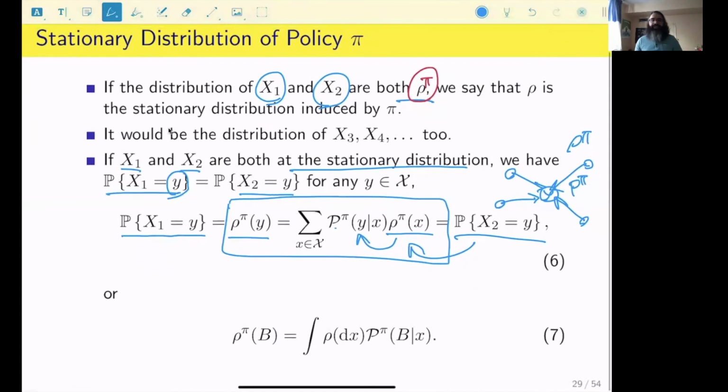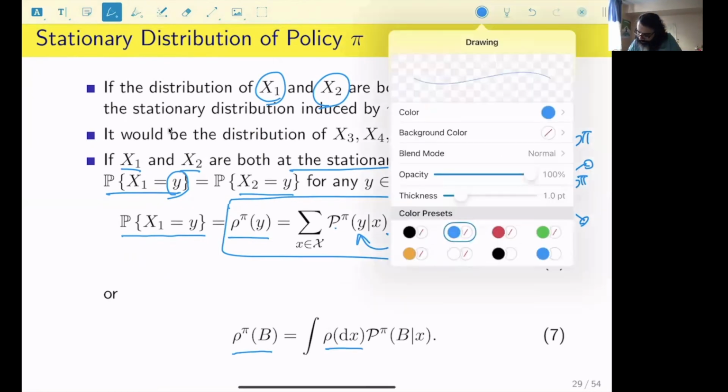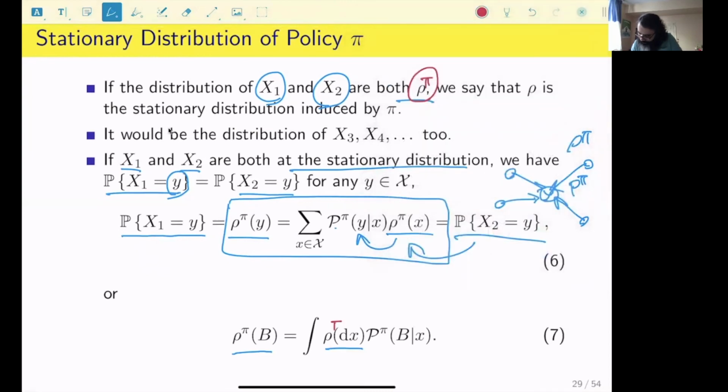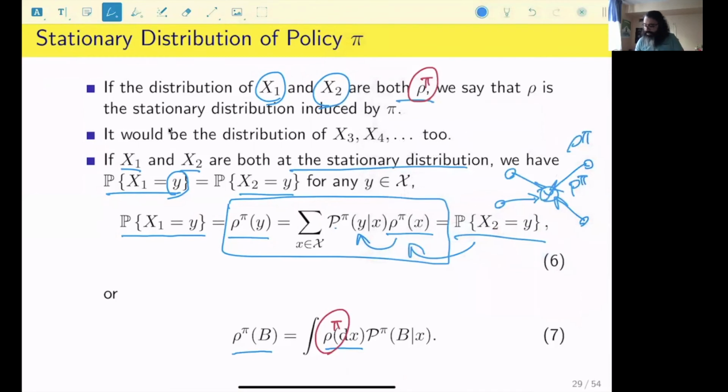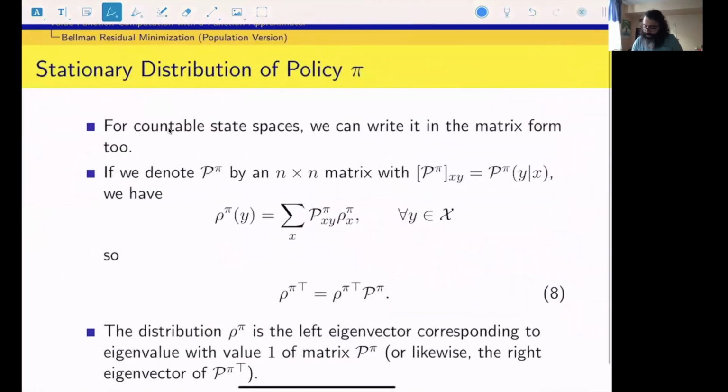Or if you want to write it in the general state space, it would be rho pi of set B is equal to the integral over x of rho pi of x, times P pi of going from state x to set B. So that's the property of it.